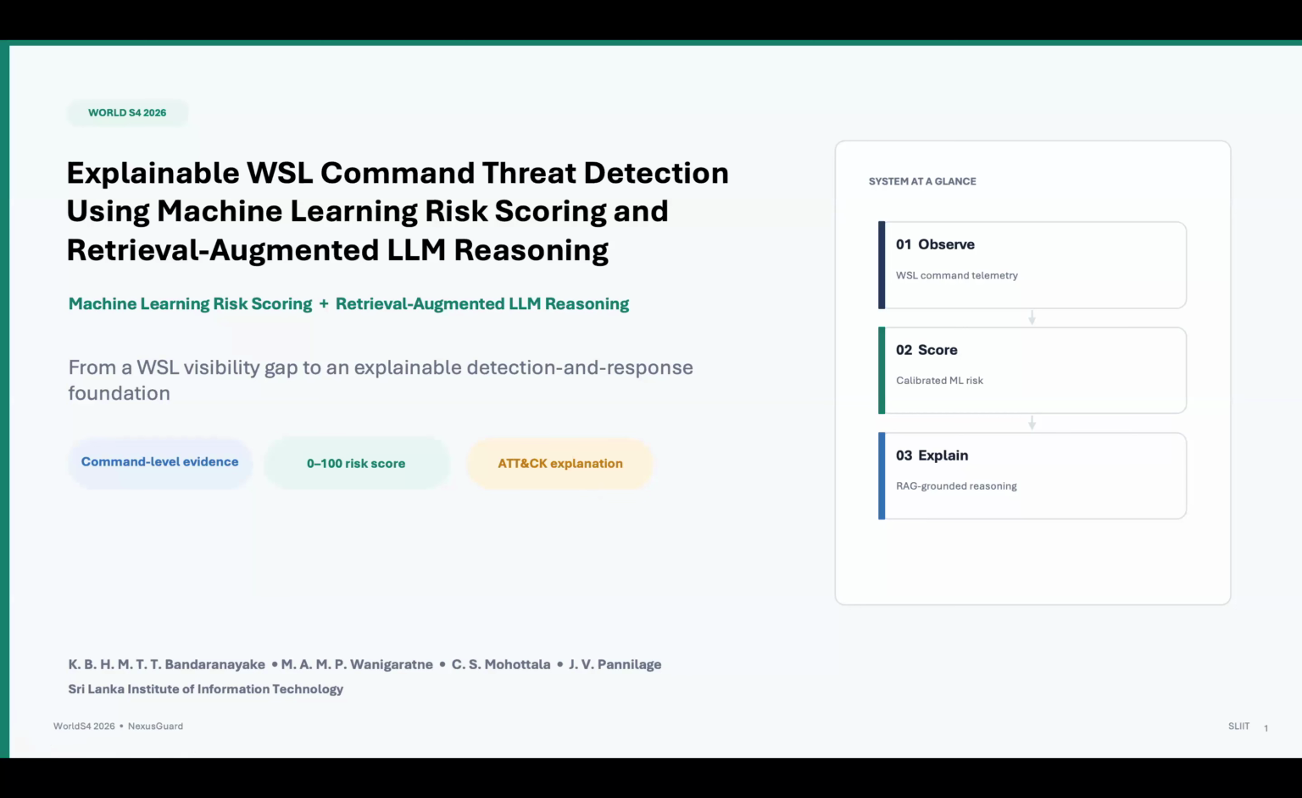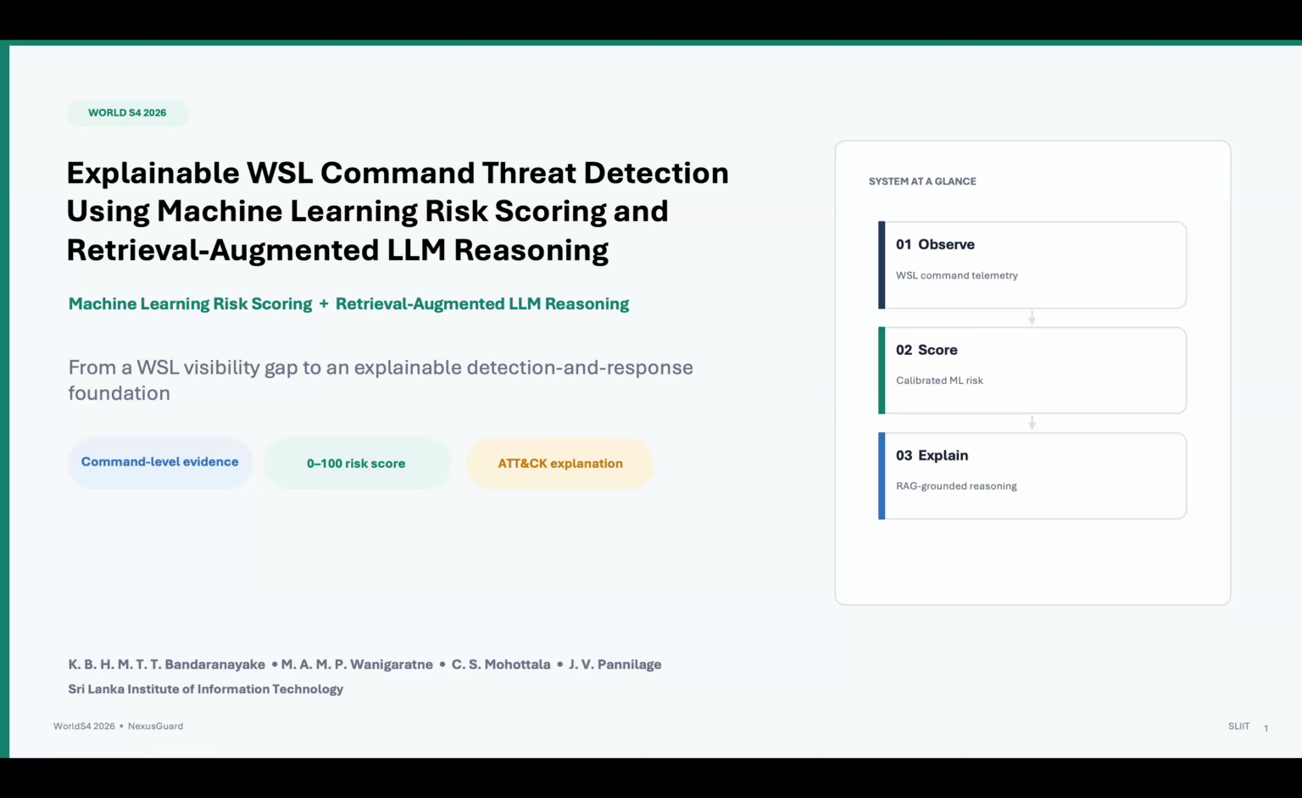So I'm presenting our work titled Explainable WSL Command Thread Detection using Machine Learning Risk Scoring and Retrieval Augmented LLM Reasoning. It's kind of a long topic itself, but this work focuses on a security visibility challenge within Windows Subsystem for Linux, or basically WSL.